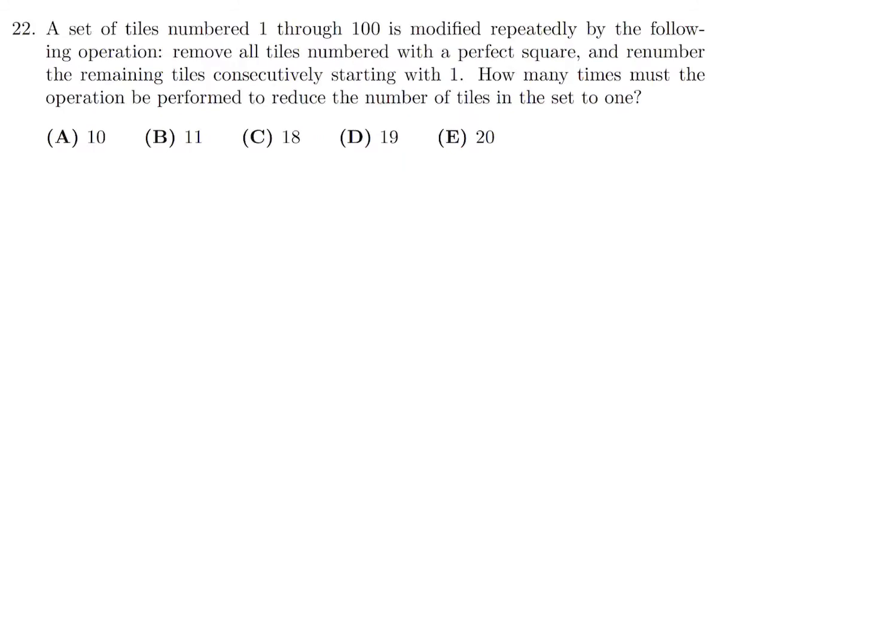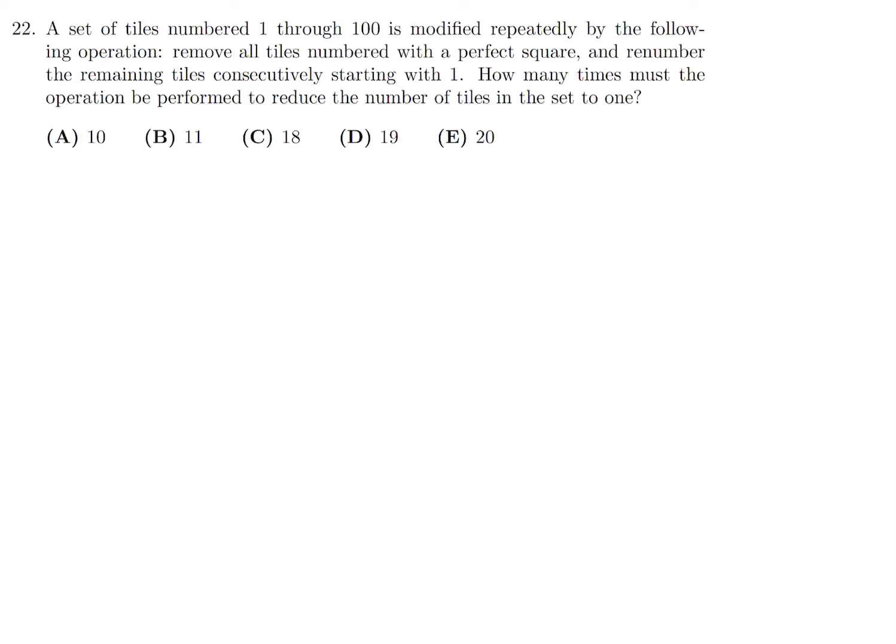A set of tiles numbered 1 through 100 is modified repeatedly by the following operation. Remove all tiles numbered with a perfect square and renumber the remaining tiles consecutively, starting with 1. How many times must the operation be performed to reduce the number of tiles in the set to 1?